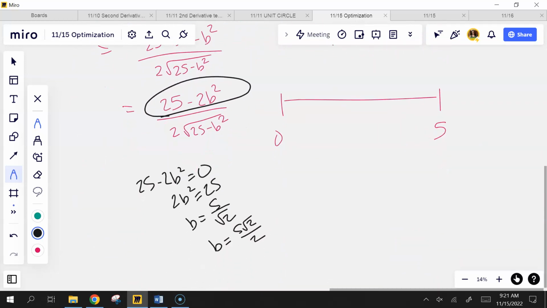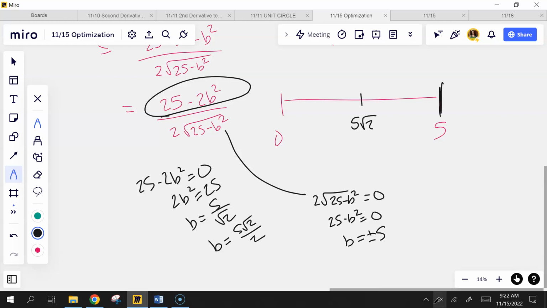All right, did y'all get 5 root 2 over 2? Any undefined points? If you set this to 0, it's 5. Well, 5's already on there, right? Negative doesn't matter. The 5's already there. It's an endpoint for me anyway. So I'm ready to test. Since it asked me to maximize area, I'm hoping this is a maximum, right?